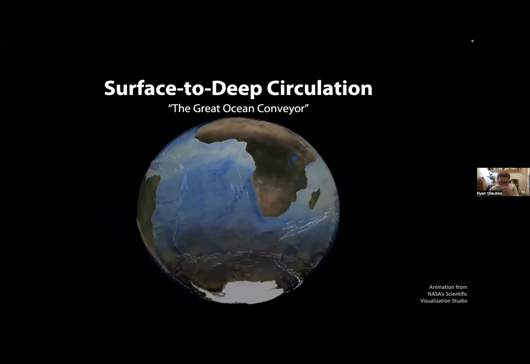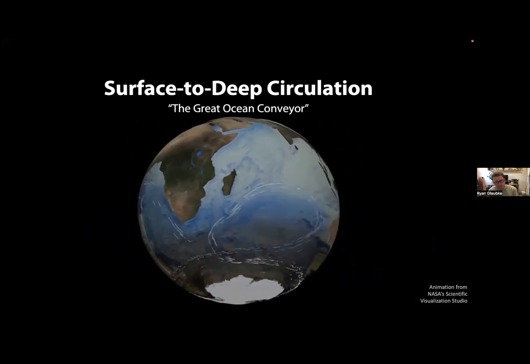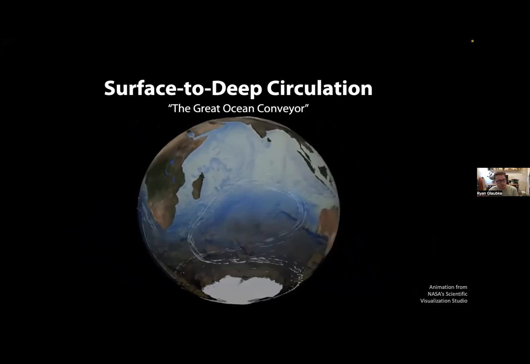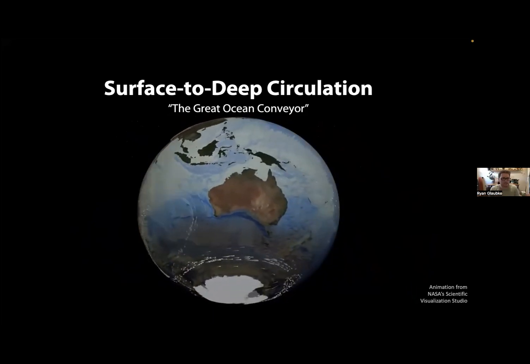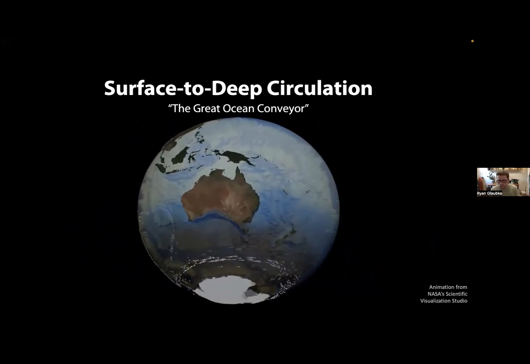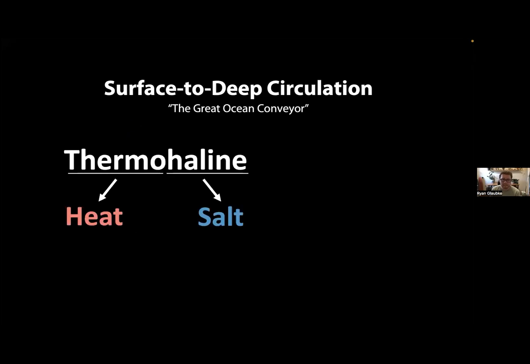But we're also talking about a lot of time. It takes about 1,000 years for a parcel of water to go completely around on this conveyor belt. So it's a massive system moving massive amounts of water. But how does it work? Turns out all you need are 2 simple ingredients, heat and salt. So this is why we gave it the super scientific name, thermohaline circulation. Thermo meaning heat and haline meaning salt.